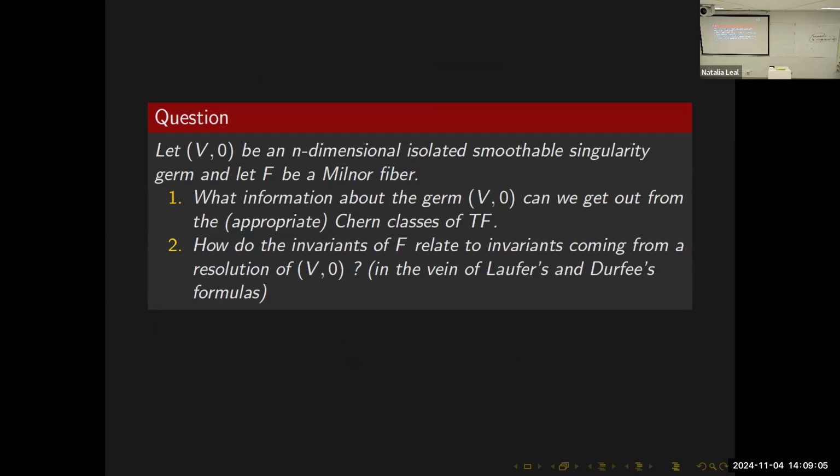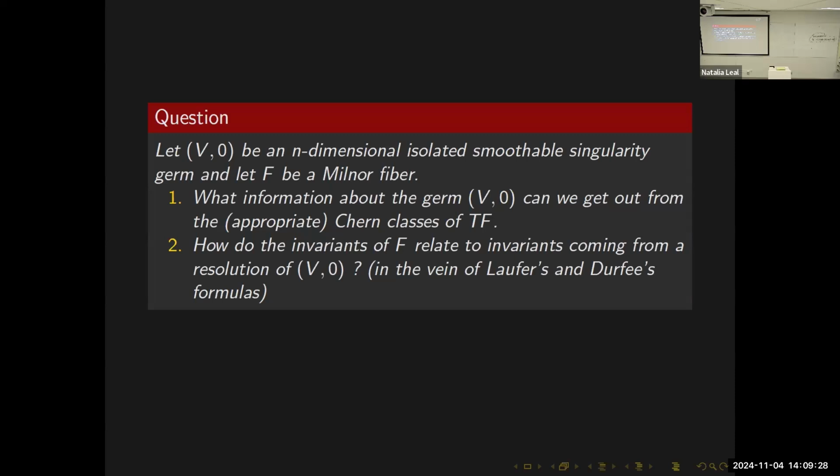Well, in general, if you have an n-dimensional isolated smoothable singularity, we can take the Milnor fiber of the smoothing. Just a remark: a singularity can have many different smoothings, so this is not unique. When it's a complete intersection, this fiber is essentially unique. In general, there can be many Milnor fibers.